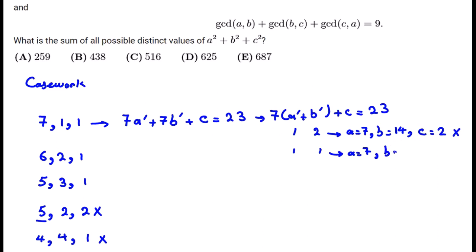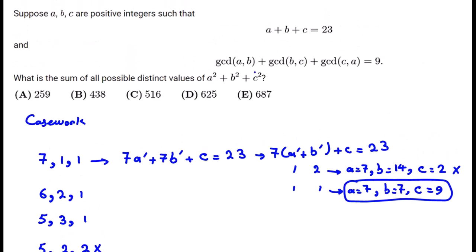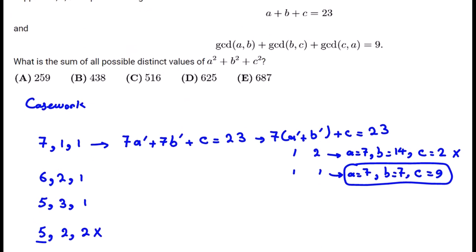Here, A is 7, B is 7 times 2, 14, 6, 3, 9, C is 9. So this case is good. Okay, so one good case is this one. 7, 7, 14 plus 9, 23. The sum and GCD of A and B is 7 plus 1 plus 1 is 9.